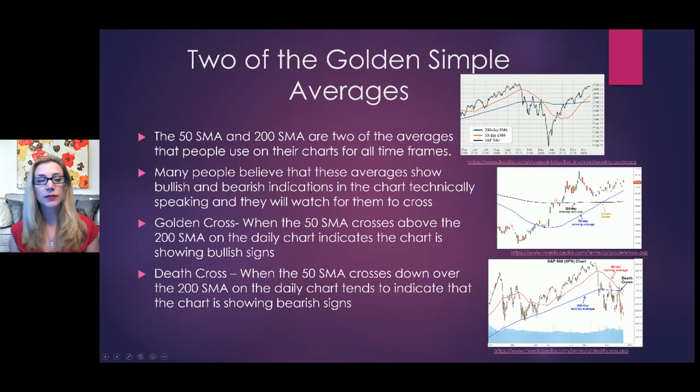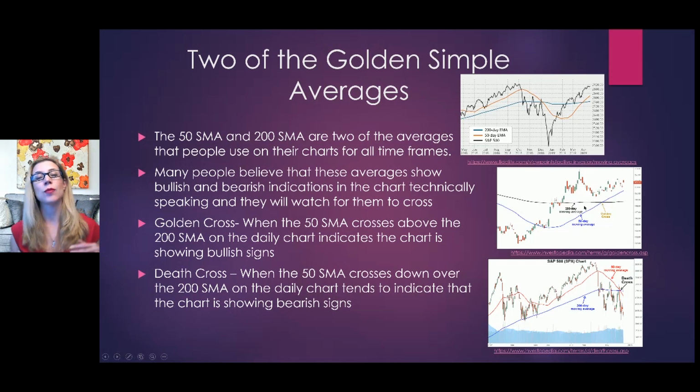All right. Now, we have the golden cross. That's when the 50-day moving average, or 50 simple moving average on a daily chart, crosses above, it's crossing up the 200 simple moving average.